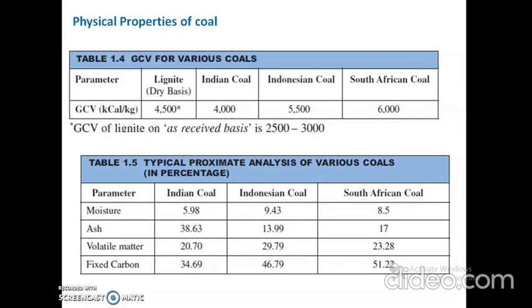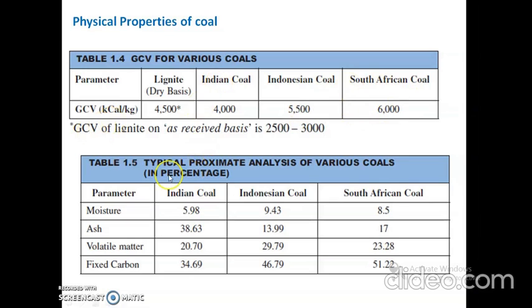Now next are the physical properties of coal, and in the first table you can observe that GCV for various coals is given. For lignite it is 4,500, for Indian coal it is nearly 4,000, as we saw in the previous slide. Indonesian coal and South African coal have very good calorific value, nearly 30% more than Indian coal.